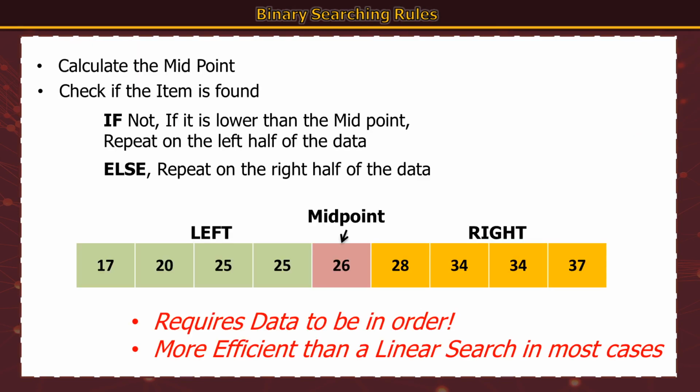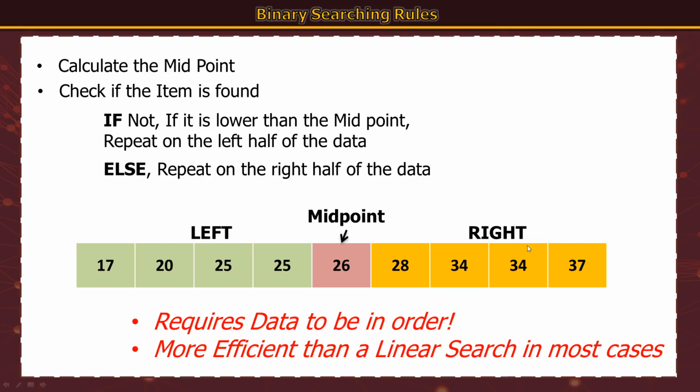The key steps of binary search are: it firstly calculates the midpoint. We then check if the midpoint is equal to the item that we are searching for. If it's not, if the item that we are looking for is less than the midpoint, we repeat the above steps on the left hand side of the data. If it is greater than the midpoint, we repeat the steps on the right hand side of the data.